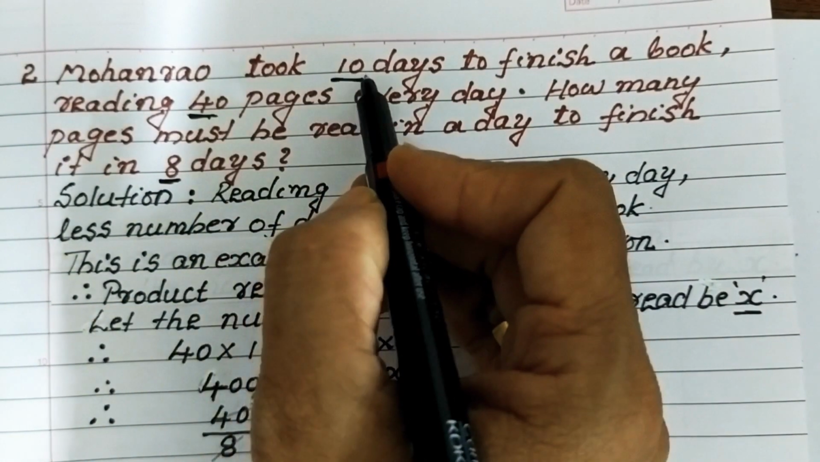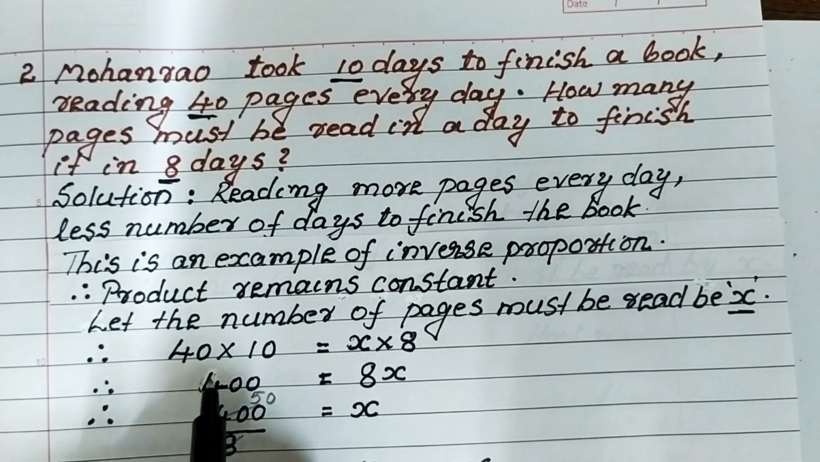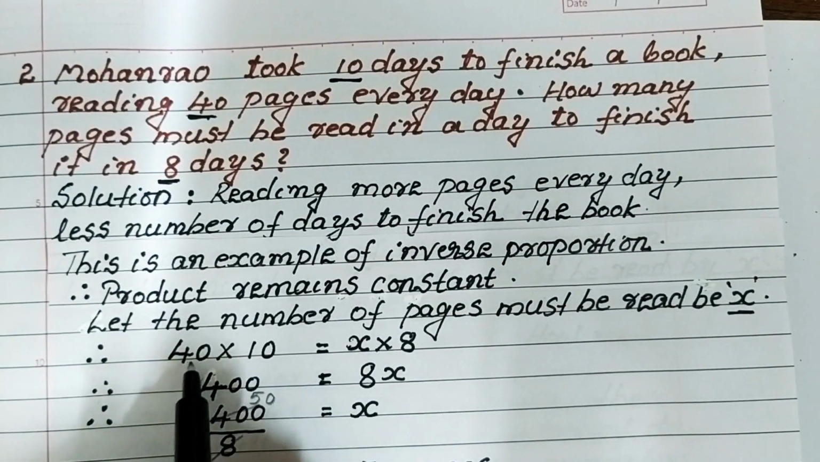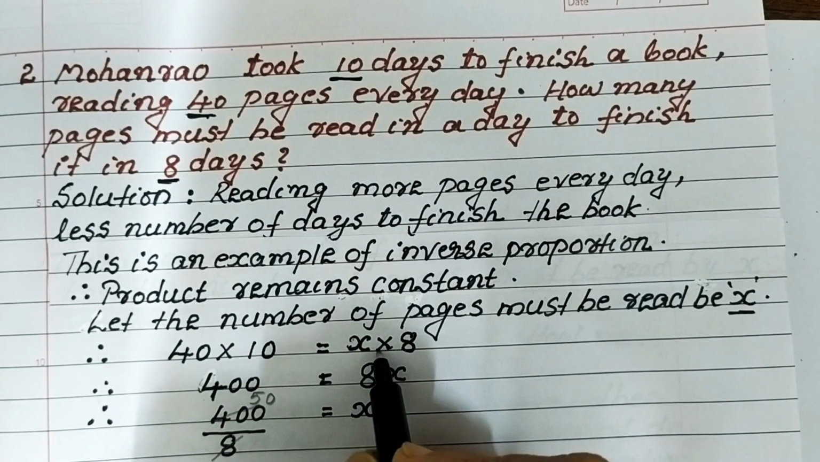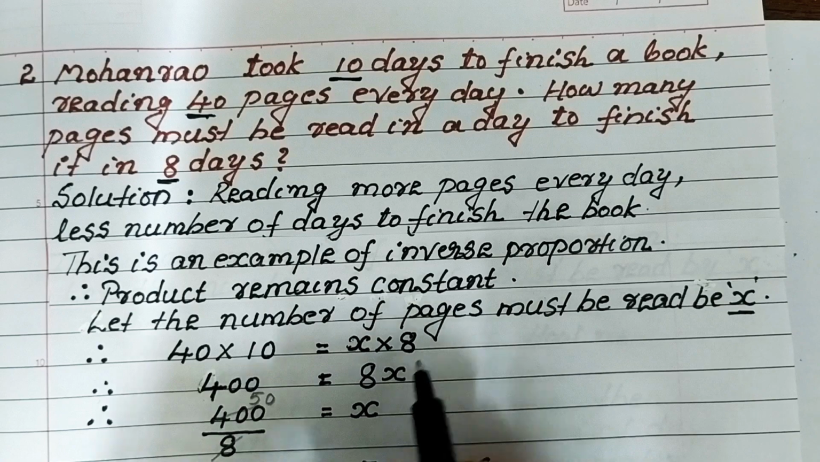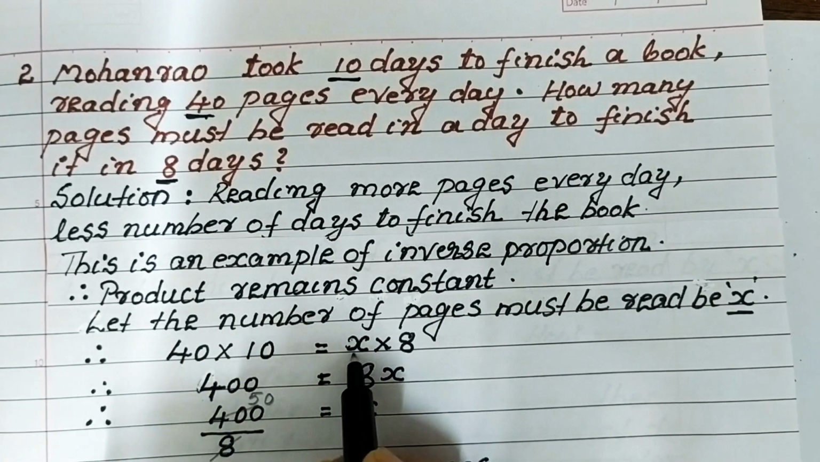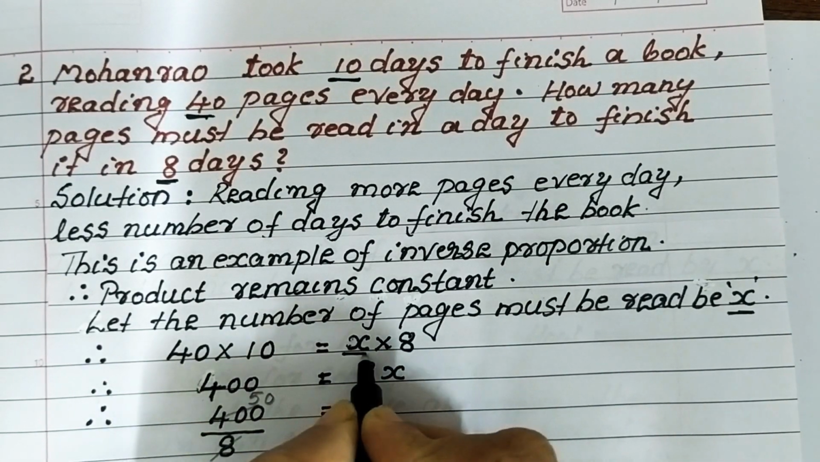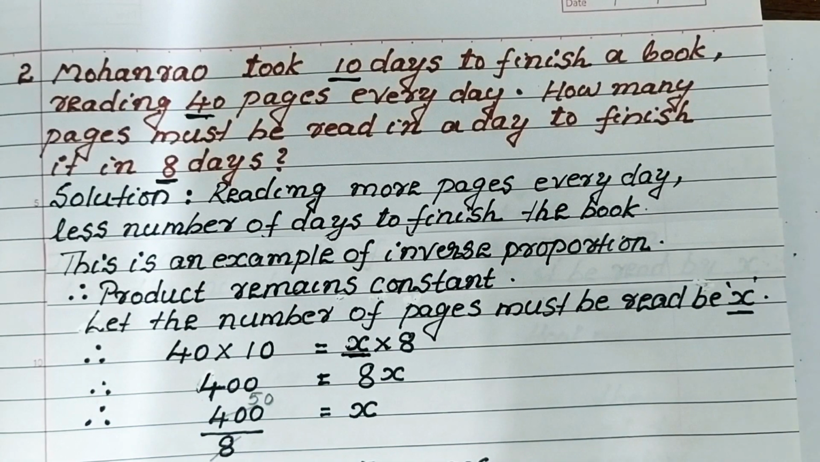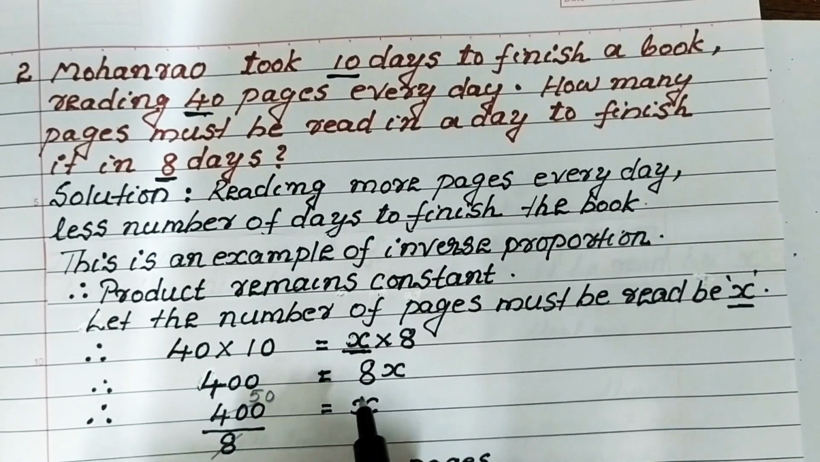40 pages, 10 days; x pages, 8 days. 40 multiplied by 10 equals x multiplied by 8. You are going to find out this number of pages, that is x. 40 multiplied by 10, 400, equals 8x.